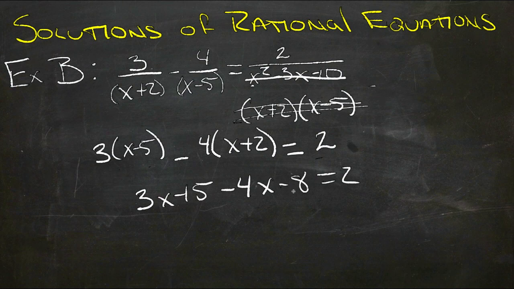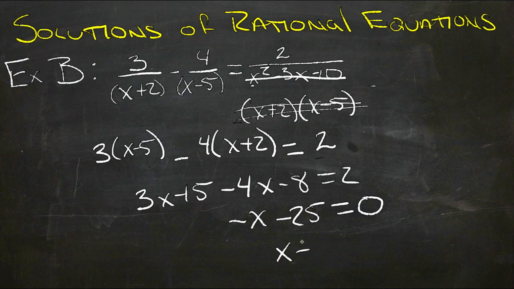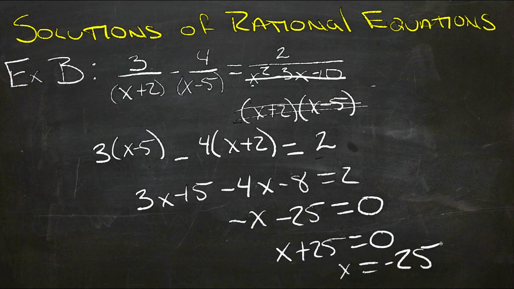We have negative 15 minus 8 is negative 23 minus 2 is negative 25. And then we have 3x minus 4x is negative x. So that's equal to 0. And then we can multiply everything by negative 1. We'll get x plus 25 equals 0. So now x equals negative 25.